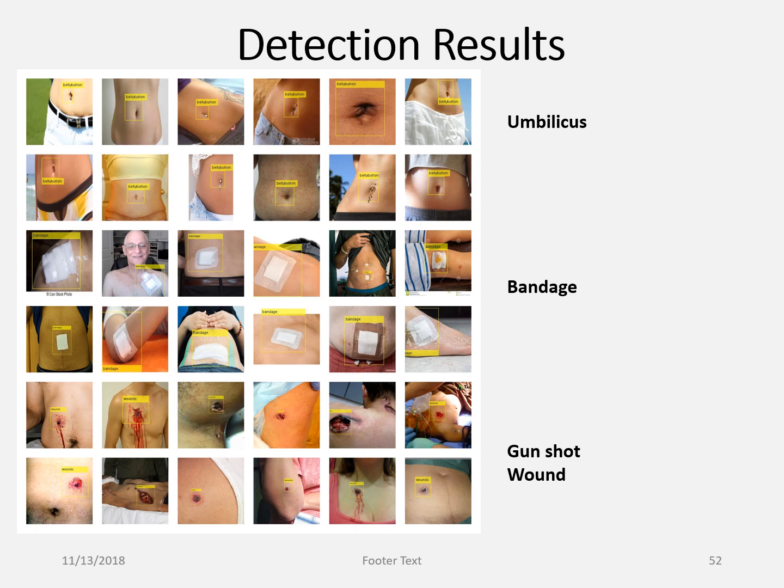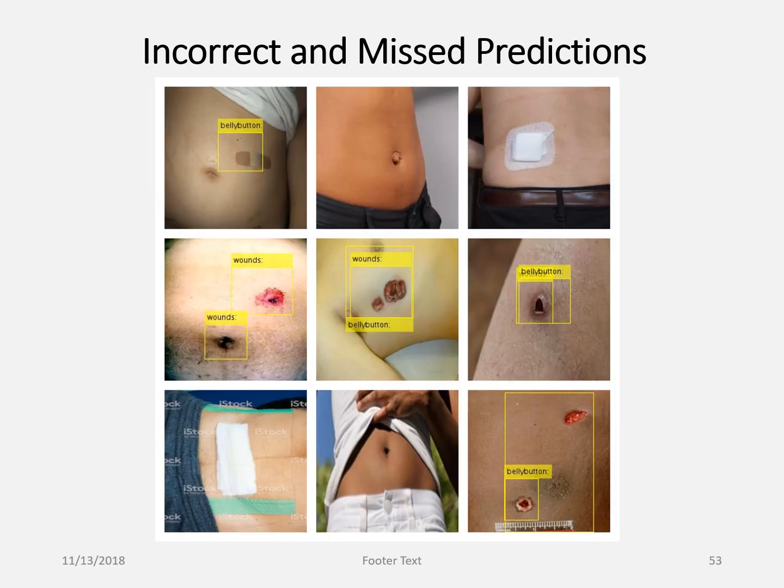Mostly all of them are being detected, but the boxes are of course different, and that is why the mAP is less. Also, I want to discuss the incorrect and missed predictions. One thing I wanted to point out is that a region like this was being considered as umbilicus a lot of the time, like the belly button here. The incorrect predictions are very high for umbilicus.